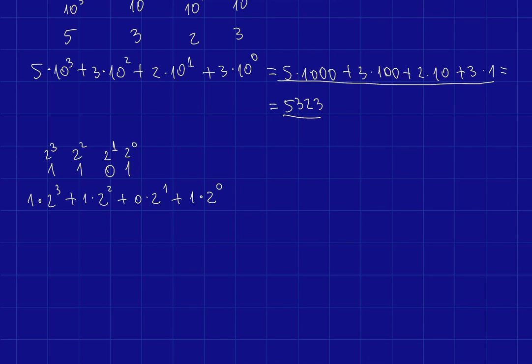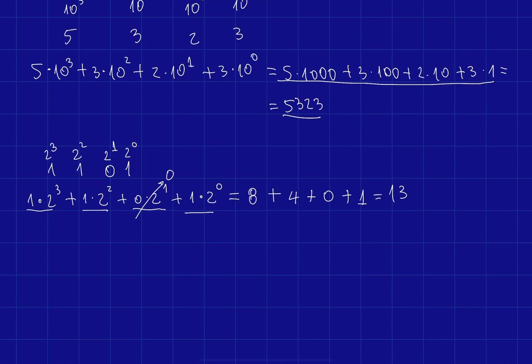We could also not write this term right here, since 0 multiplied by anything is equal to 0, but I just wrote it to make sure that we have the whole process. This is equal to 8 plus 4 plus 0 plus 1 times 1, which is equal to 13, as expected.